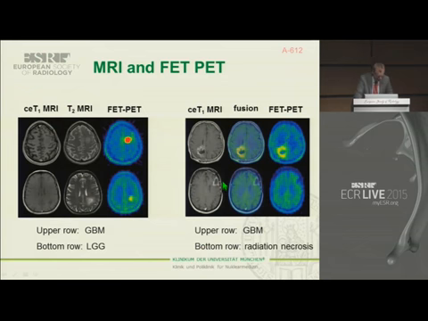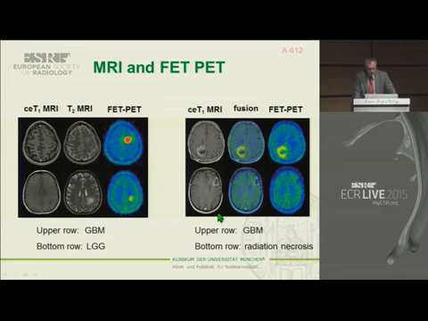So let me relate the FET PET with the MRI image. Here you see two cases where there is no contrast enhancement in the tumor. The tumor can be delineated in the T2 MRI, and the FET PET in the upper case shows a very high enhancement, and this turned out to be glioblastoma multiforme, operatively confirmed. The bottom row is a low-grade glioma which has been confirmed by biopsy.